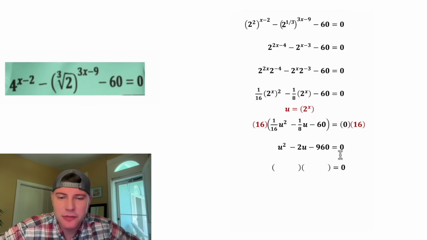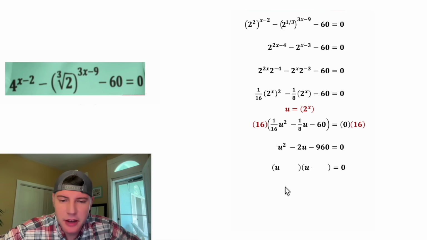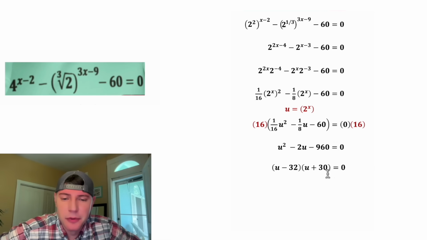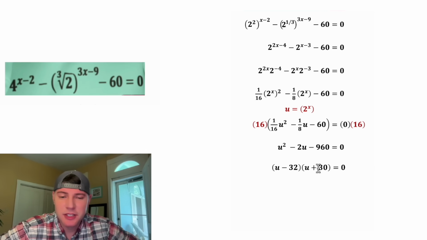From here, let's try to factor this. To get the u squared, we're going to have u and u. To fill in the rest of it, we need two numbers that will add to negative 2 and multiply to negative 960. That'll end up being negative 32 and positive 30. Negative 32 plus 30 is negative 2, and negative 32 times 30 is negative 960. So if we were to multiply this out, it would bring us back to this step. Since this times this equals 0, we know either this equals 0 or this equals 0. And we can solve these.